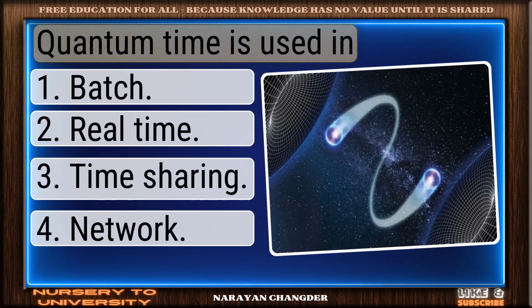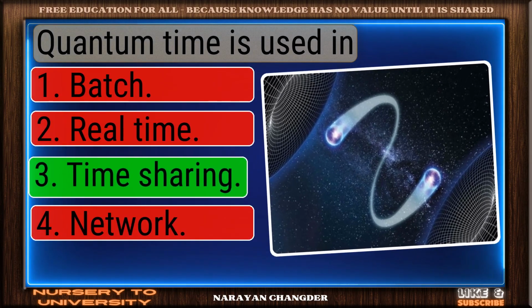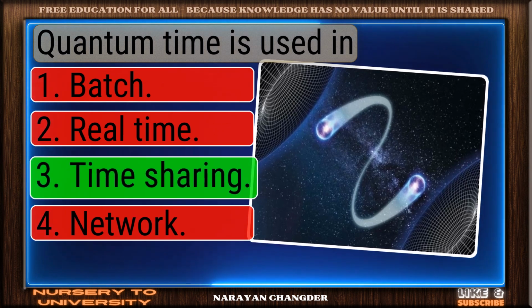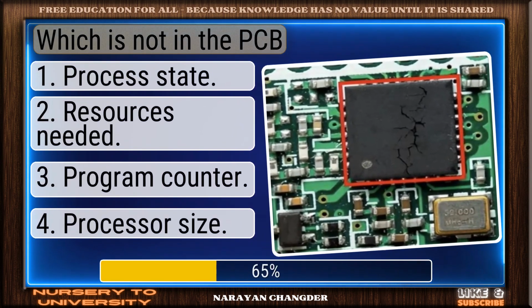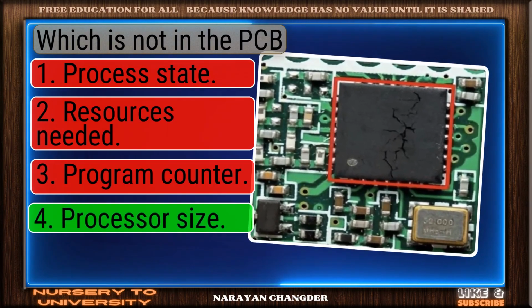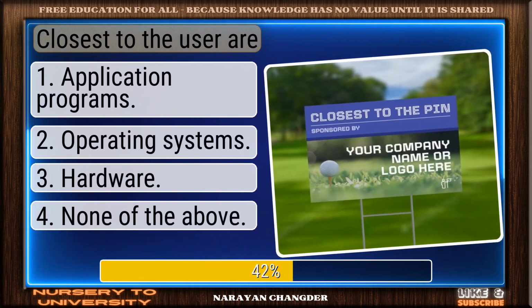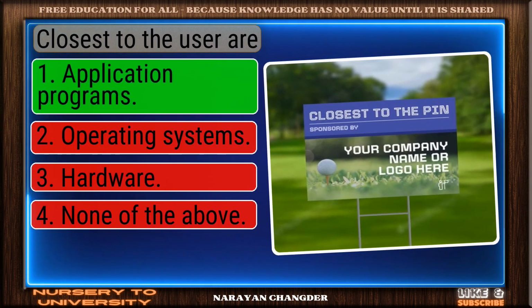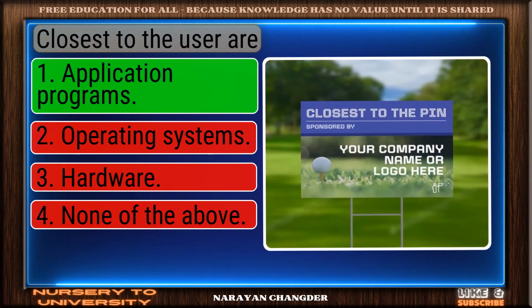Quantum time is used in... Smart pick. Time sharing is the correct choice, which is not in the PCB. On track. Processor size is the correct answer. Closest to the user are... Great job. Application programs is the accurate answer.